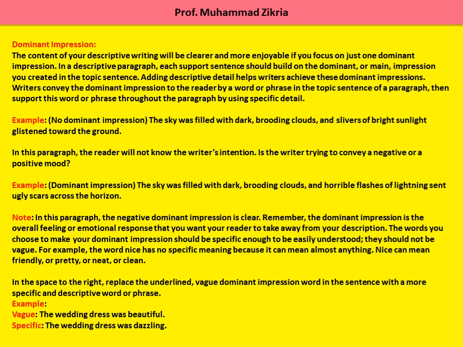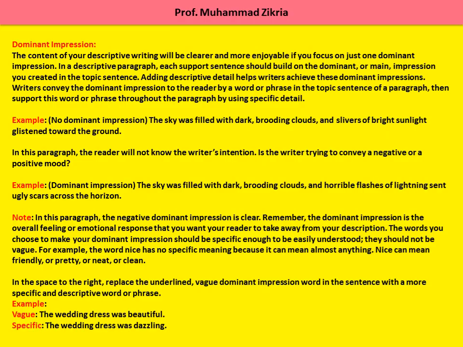For example, no dominant impression. The sky was filled with dark, brooding clouds, and slivers of bright sunlight glistened toward the ground. In this paragraph, the reader will not know the writer's intention. Is the writer trying to convey a negative or positive mood? Let's study the second example, which has a dominant impression. The sky was filled with dark, brooding clouds, and horrible flashes of lightning sent ugly scars across the horizon. In this paragraph, the negative dominant impression is clear.